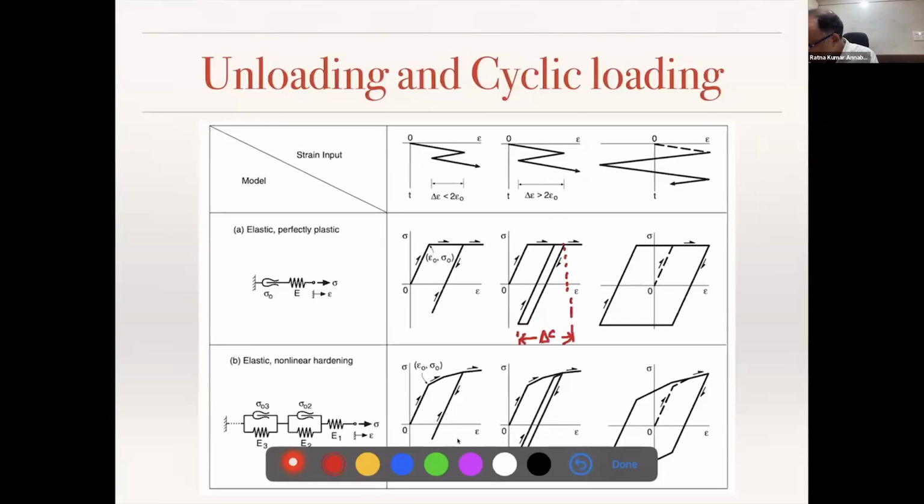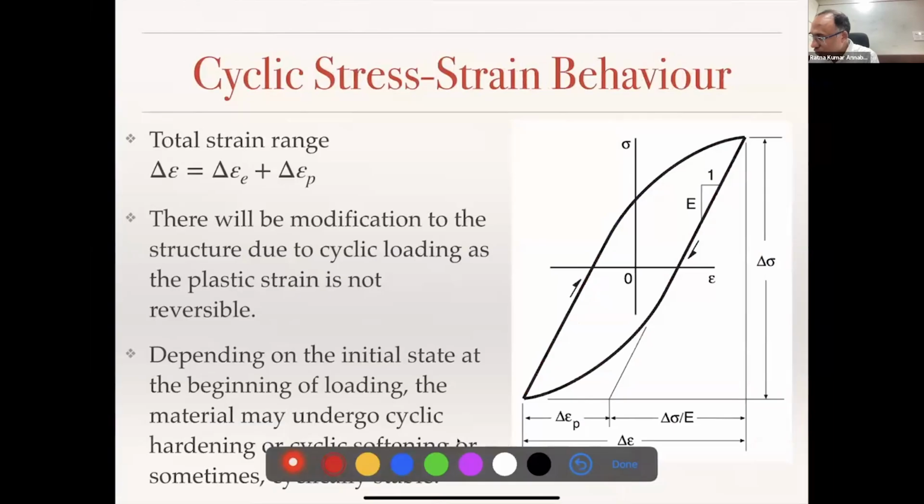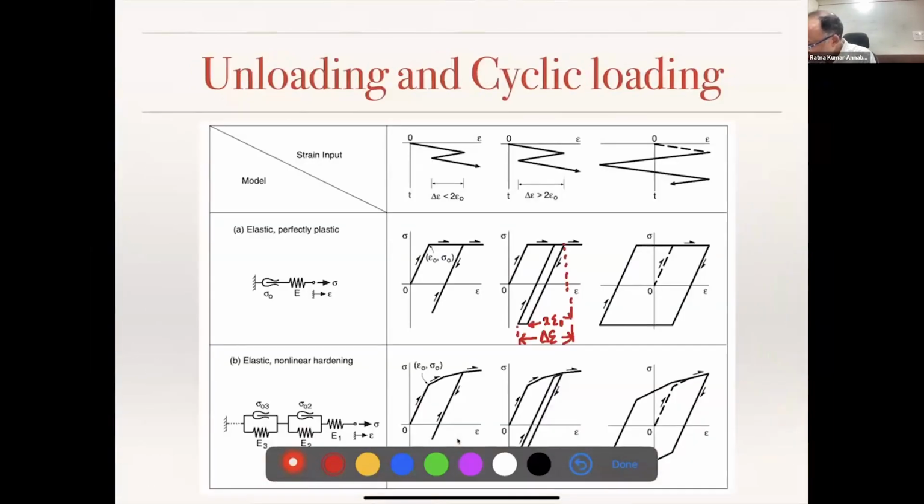That is your delta epsilon, isn't it? That is what we are talking about. If that value is greater than 2 epsilon naught, what is 2 epsilon naught? This distance is 2 times epsilon naught. This delta epsilon, since that is greater than 2 times epsilon naught, then the plastic deformation takes place. And because it is elastic, perfectly plastic, there won't be hardening. The plastic deformation took place.